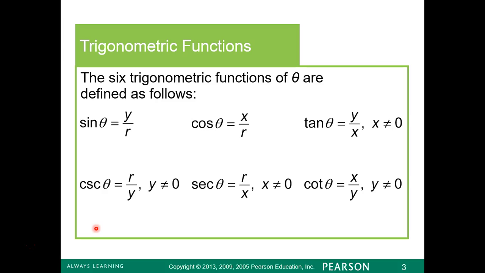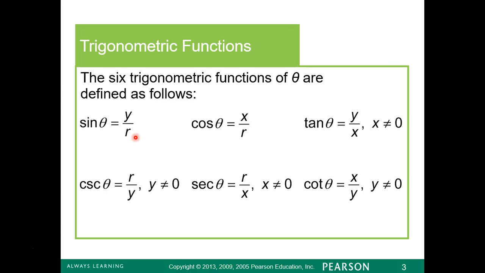Here are all 6 of our trigonometric functions. Like I've told you before, this theta represents our angle. So sine of theta is equal to y over r. Cosine is equal to x over r. Tangent is y over x. You probably remember at least these first 3 trig functions from your geometry class.